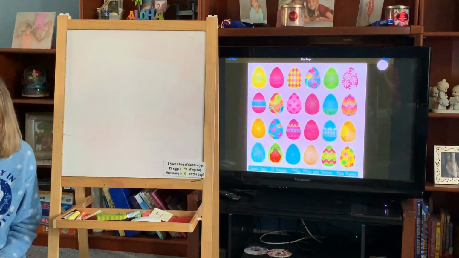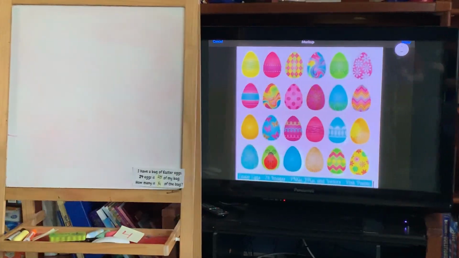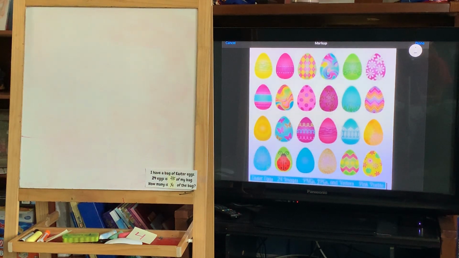So here is my problem. I have a bag of Easter eggs, and 24 eggs is 2/5 of my bag. And you can see the picture that I have on the screen is actually that 2/5, which is 24 eggs. My question for you is, how can I figure out how many would be 1/4 of the bag?